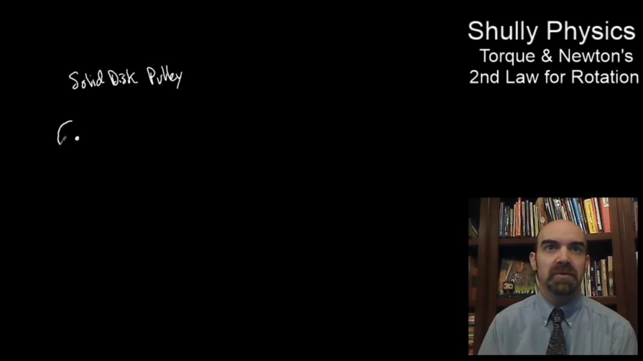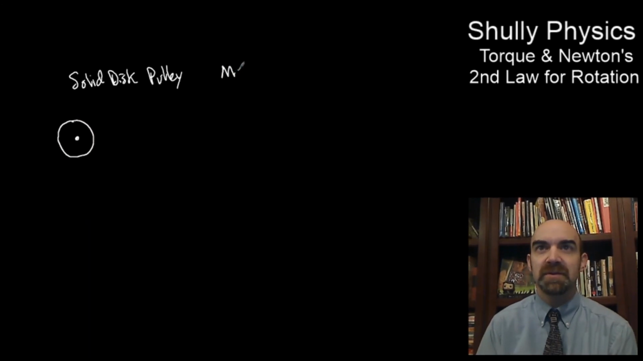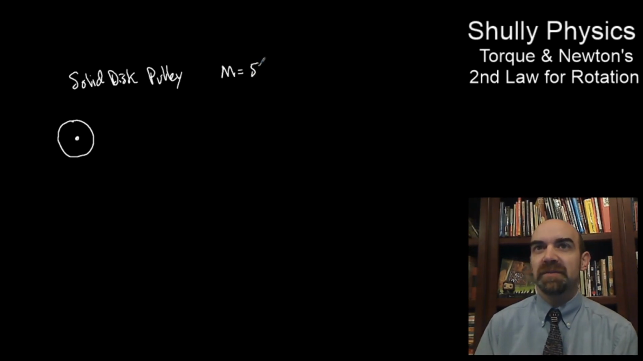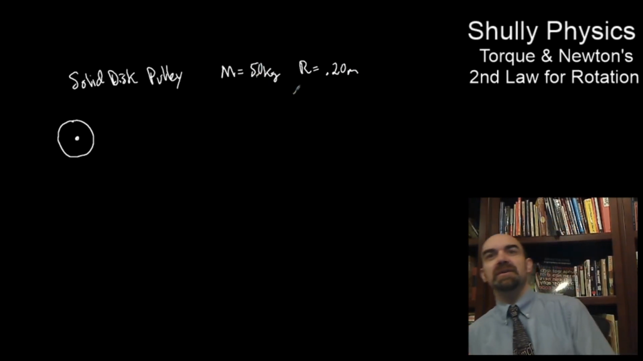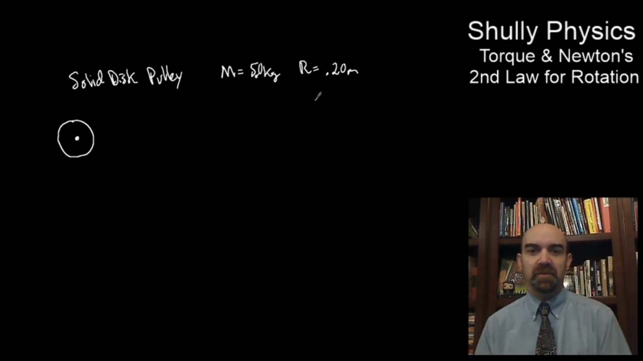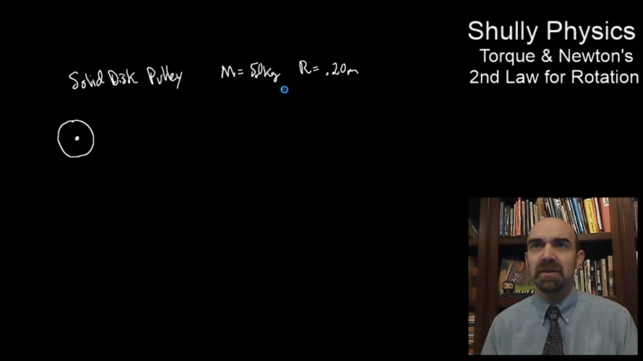Here we go. I'll go ahead and give it a mass. Let's make this kind of significant: 5 kilograms, radius of 0.2 meters. So 5.0, there's 2 sig figs at least here. So mass of 5.0 kilograms and a radius of 0.2 meters. I think I can get that a little clearer for our viewing audience. There we go.